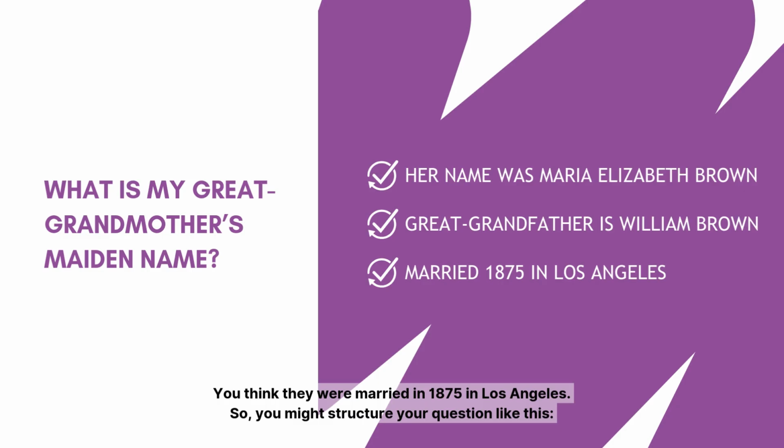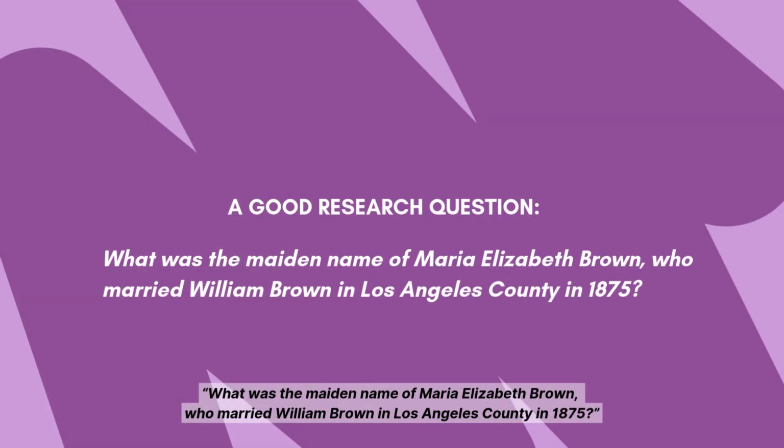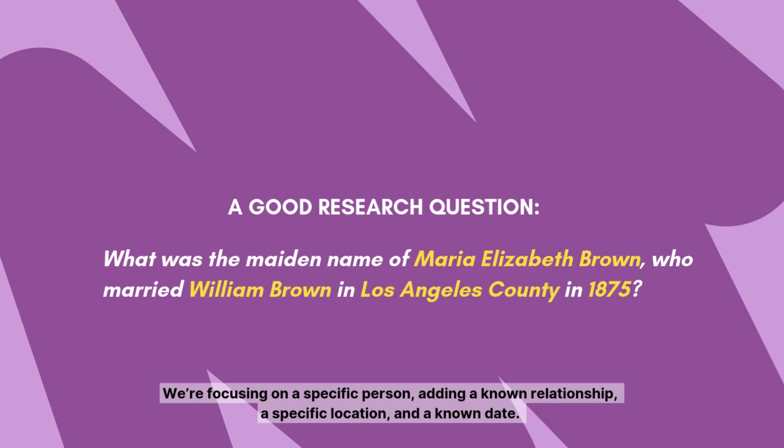So you might structure your question like this. What is the maiden name of Maria Elizabeth Brown, who married William Brown in Los Angeles County in 1875? We're focusing on a specific person, adding a known relationship, a specific location, and a known date.